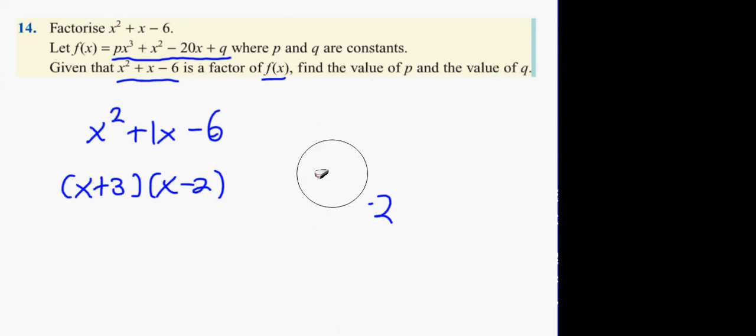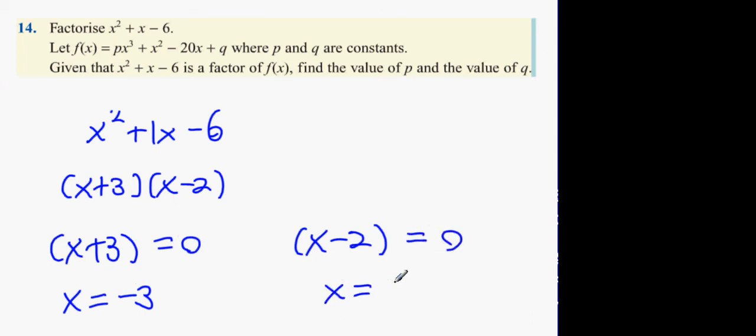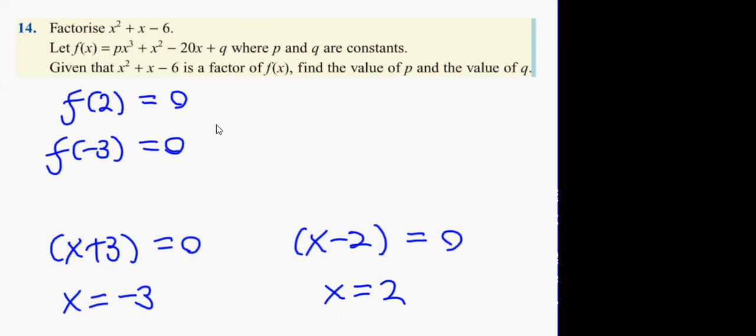Now, what I would do with you guys is, I would say, okay, I broke up x squared plus x minus 6 into these two brackets here. This means that individually x plus 3 is a factor and individually x minus 2 is a factor. This means that x equals minus 3 is a root. Also means that x equals 2 is a root. By the definition of the factor term, if x equals minus 3 is a root and x equals 2 is a root, this means the following. It means f of 2 must equal 0 and f of minus 3 must also equal 0. So that's what we're going to do.